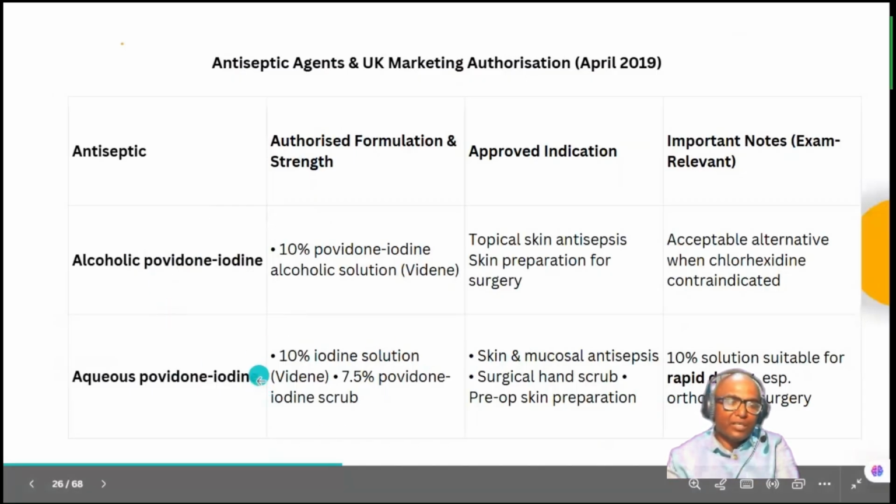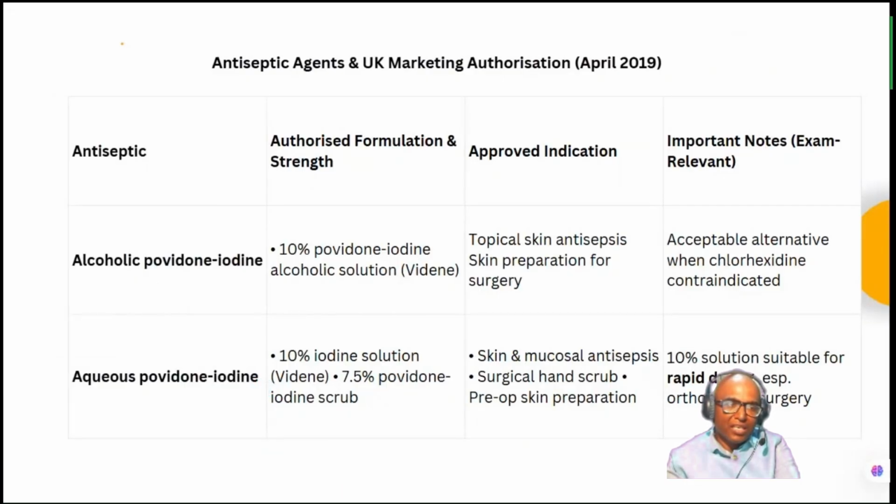Is this clear to you, percentages? Yes, sir. Doctor? Yes, sir.